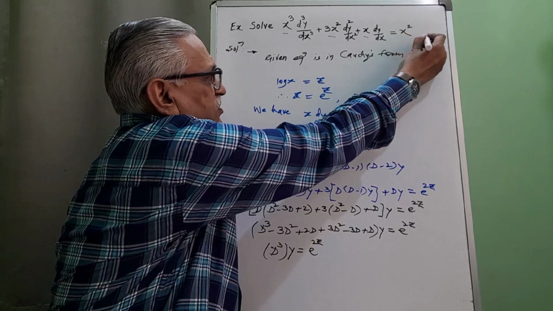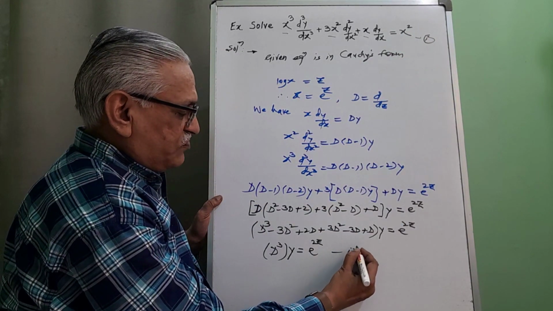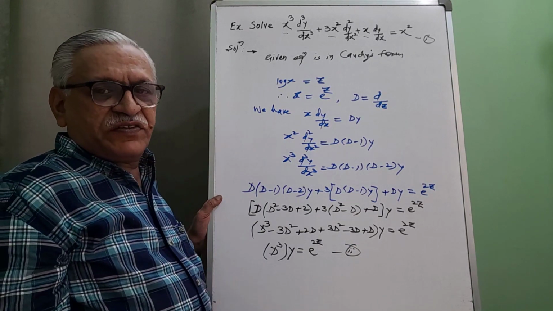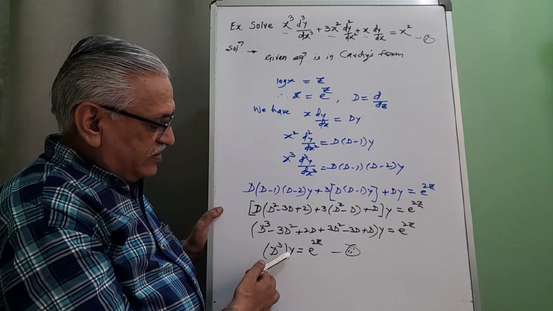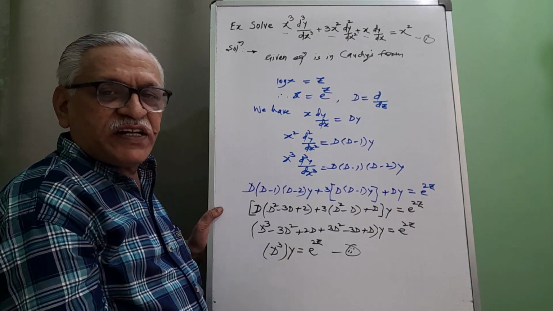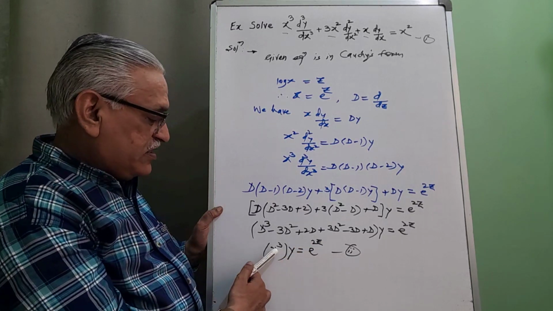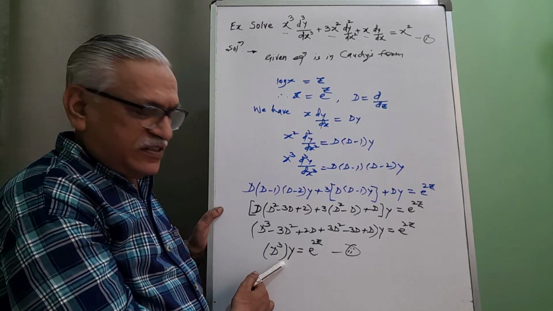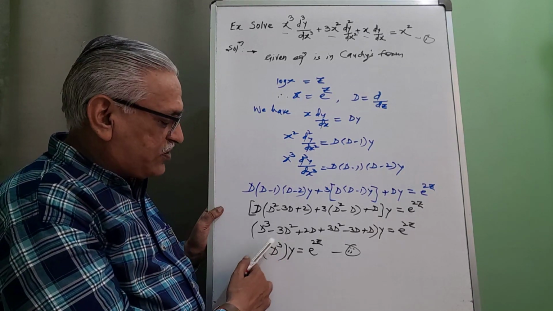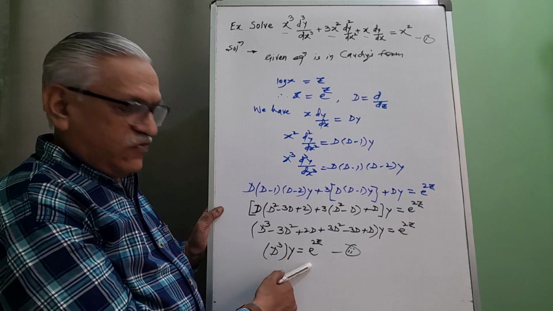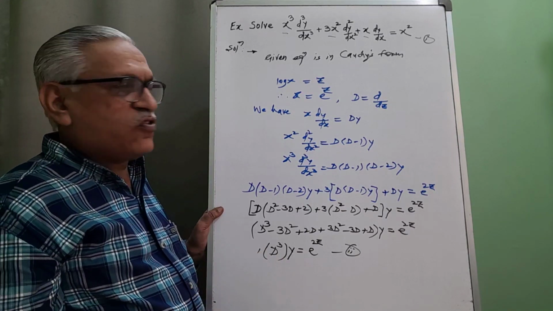If we call this equation 1, this becomes equation 2, a new equation. If we observe the new equation very carefully, there are two variables y and z. Y is the dependent variable, z is the independent variable. The order of that differential equation is 3. Therefore, it is a linear differential equation of order 3, and with coefficient 1, which means it is with constant coefficient.